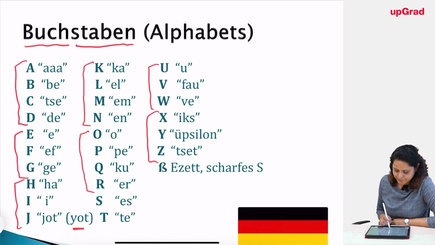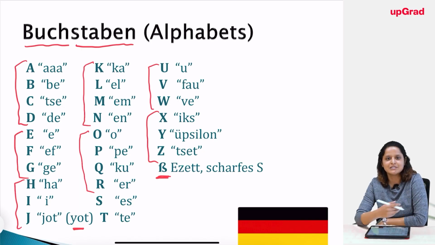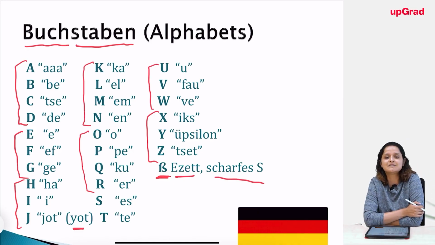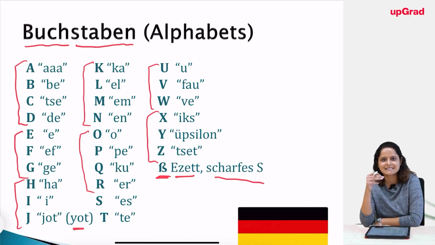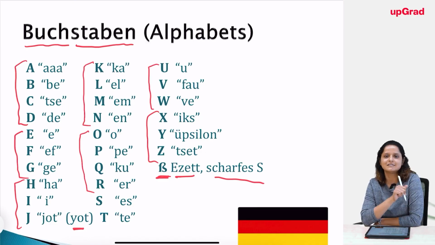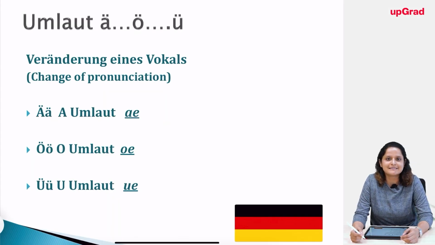Now what we see here is another letter which looks like a beta. So in addition to our A to Z, we have one more letter in Deutsch. This letter is called Eszett, or sometimes scharfes S, which means a very sharp S. The pronunciation is almost like a hissing sound, an extended sound of S. So apart from your A to Z, this is one more letter that we need to remember and use in German.